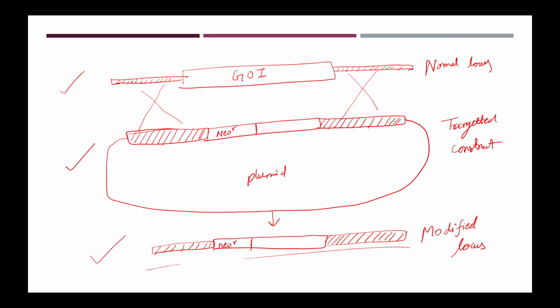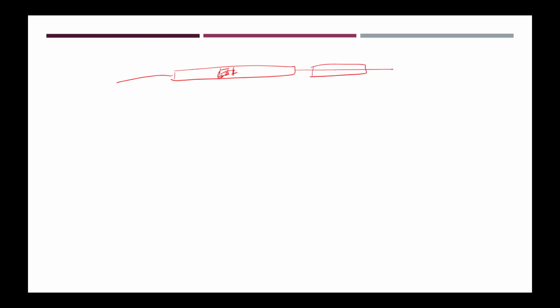Okay, so this particular process involved double crossover. However, there are also some other techniques where only a single crossover can be done. For example, here is the genomic locus. Let's suppose this one is exon 1, this one is exon 2, and this one is exon 3.